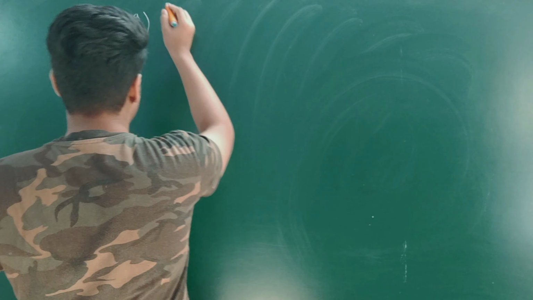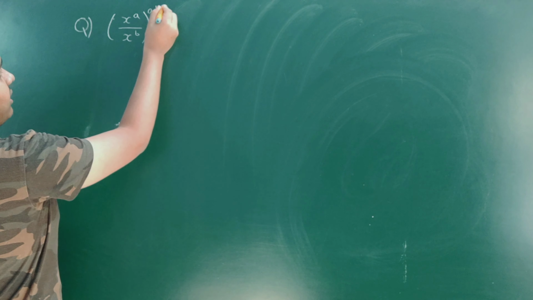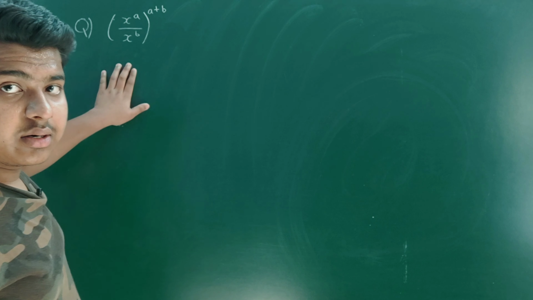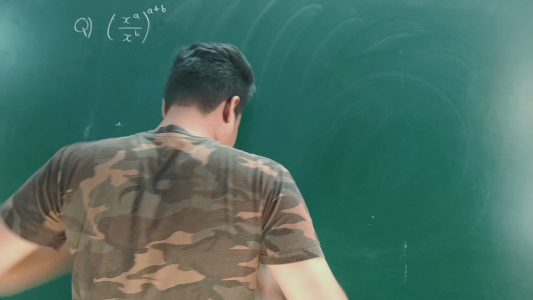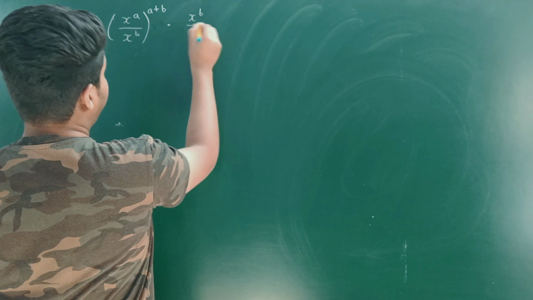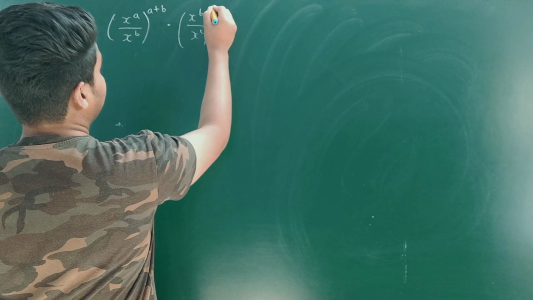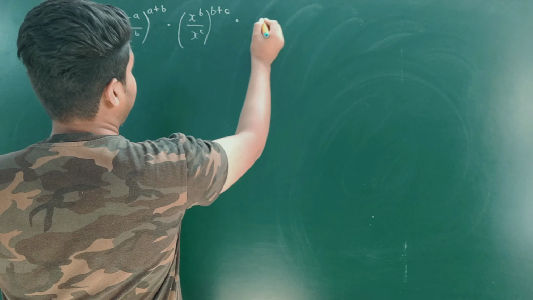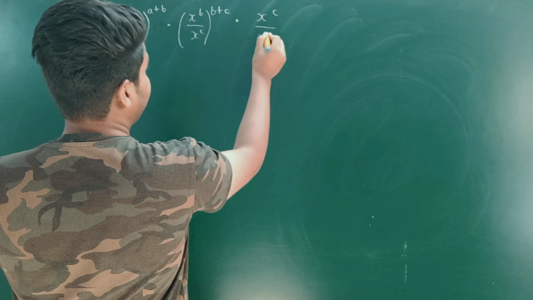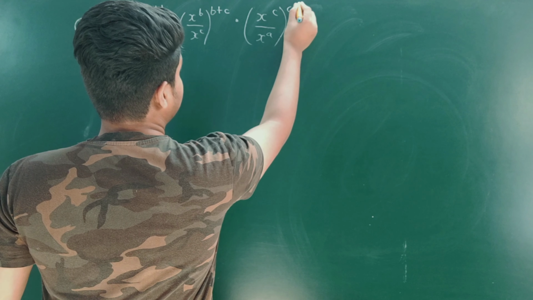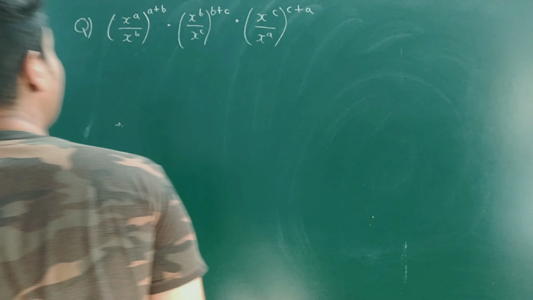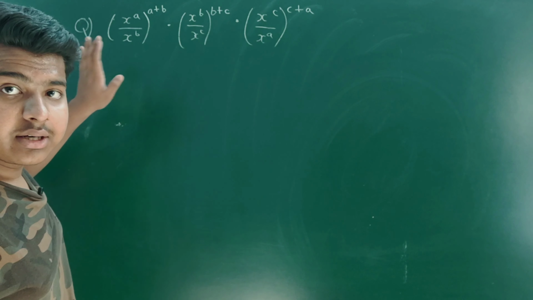Next question is differentiation of x to the power a upon x to the power b, the whole expression to the power a plus b, multiplied by x to the power b upon x to the power c, again the whole thing to the power b plus c, and the third is x to the power c upon x to the power a, and this whole thing is again to the power c plus a. Now we are told to differentiate this one.